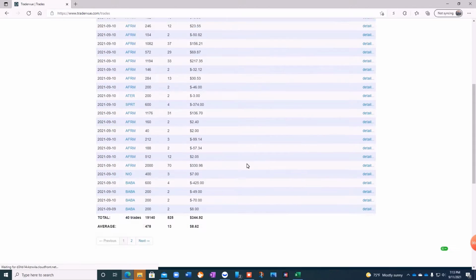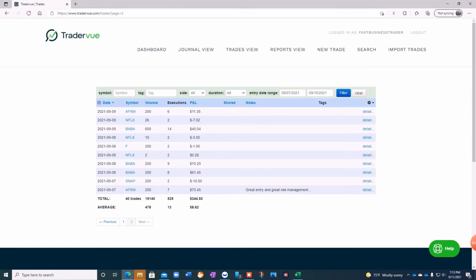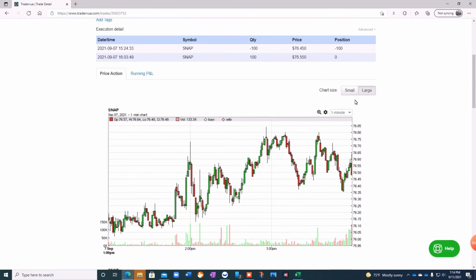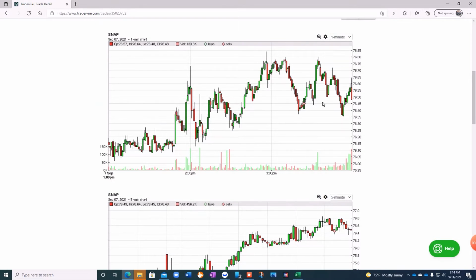So we'll go back to trades, and here we have our notes. Snap, I took a loss in Snap. I remember the Snap trade. I got in 100 shares at 76.45, and it immediately shot up. And when it did, I got out of there for a $10 loss. So this is what happened on this one.